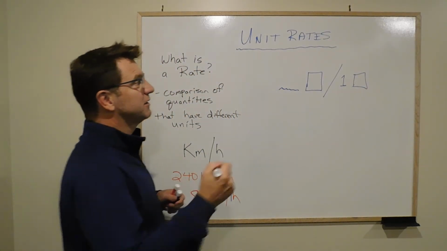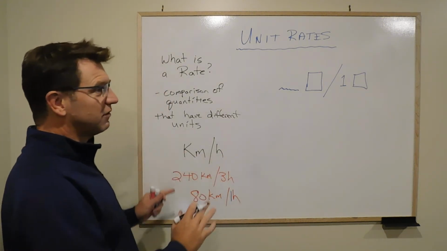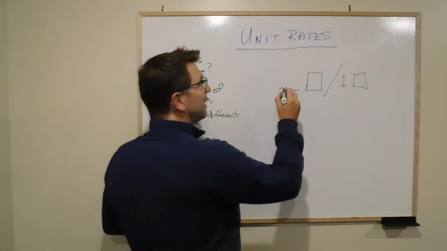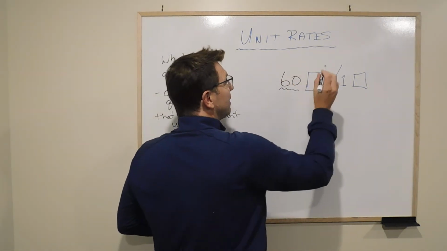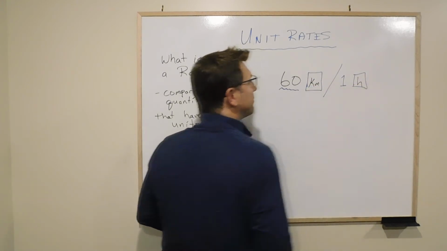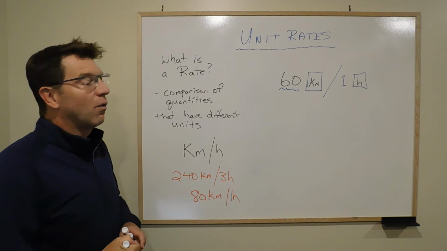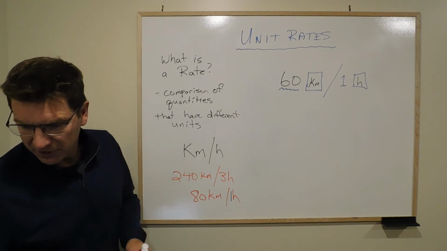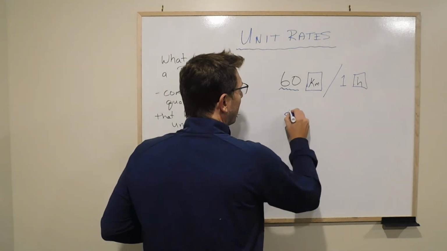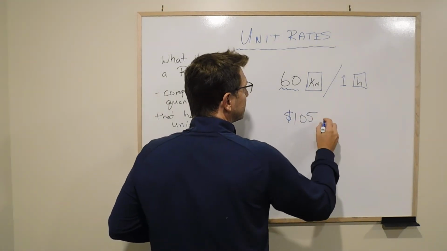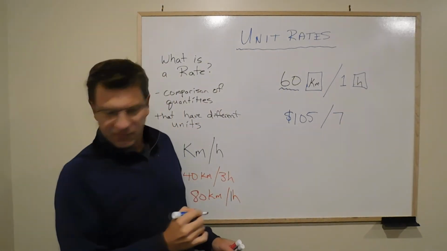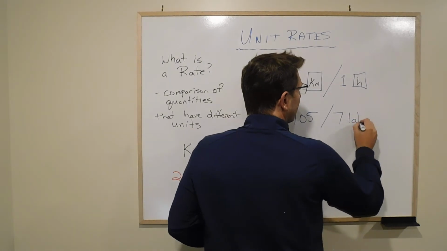And I'll try and make that make sense, right? So it's a comparison, and we'll use time, okay? Again, for speed. Let's say you're going 60 kilometers per 1 hour. Or the question that we have here with the lab coats, right? We said it's $105 per 7. Is it 7? It's 7, yeah, per 7 lab coats.